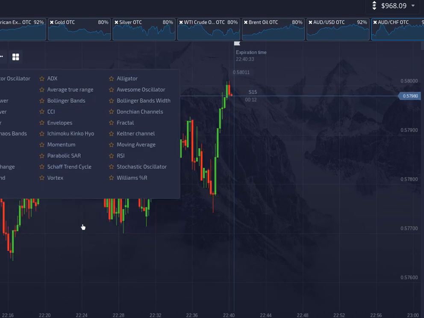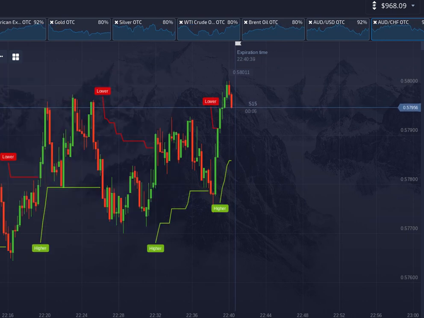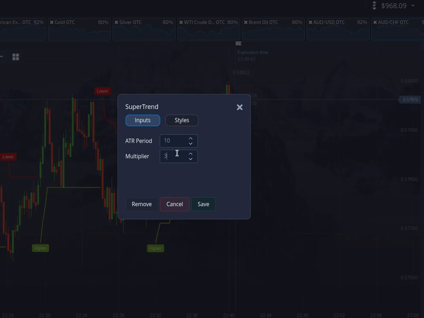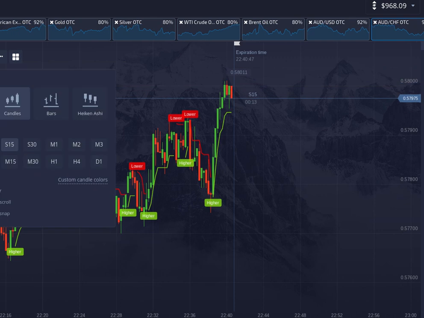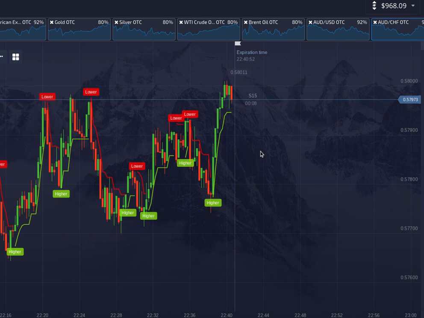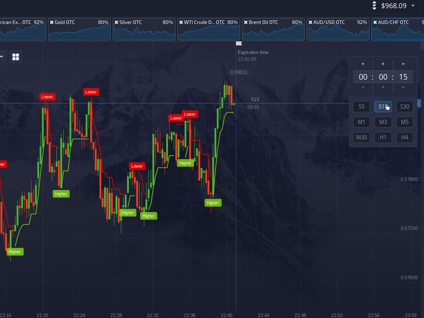Strategy I just started. I'm going to use a super trend. I'm going to set the super trend probably on 10 and 1. I'm going to go to 15-second candles right here on normal candles, and I'm going to start my trade amount at about $20. My expiration time is also going to be 15 seconds.